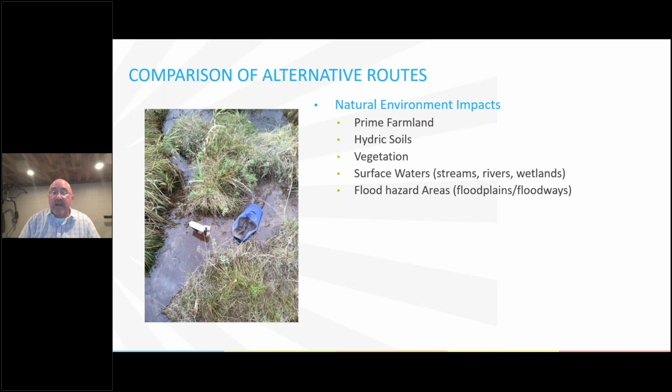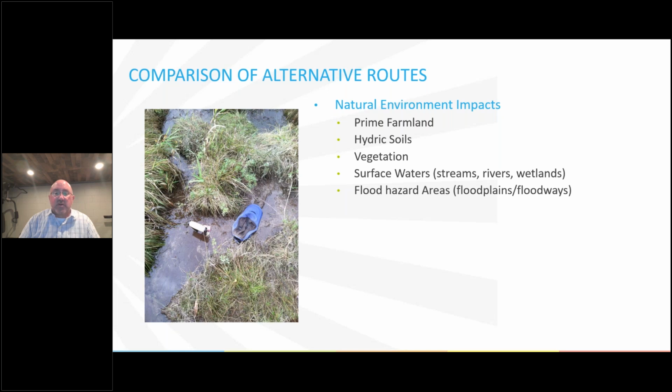So we are looking at natural environmental impacts such as prime farmland, where you may need to blade the topsoil into windrows. I think I mentioned that before. Hydric soils: if you have hydric soils present, you may have wetlands present. Timber matting for access may be needed. Custom structures may be needed, and it may involve extensive permitting.